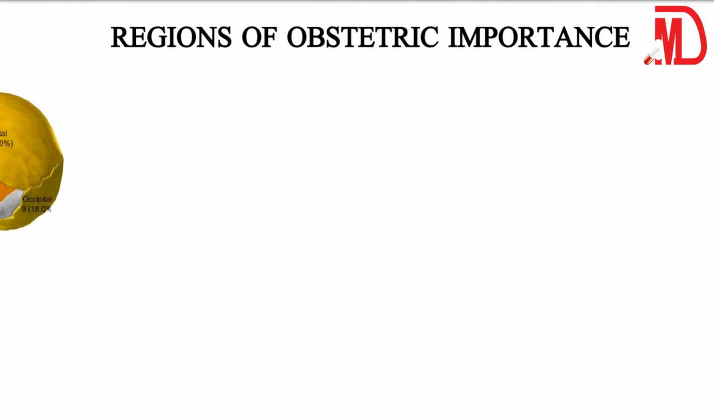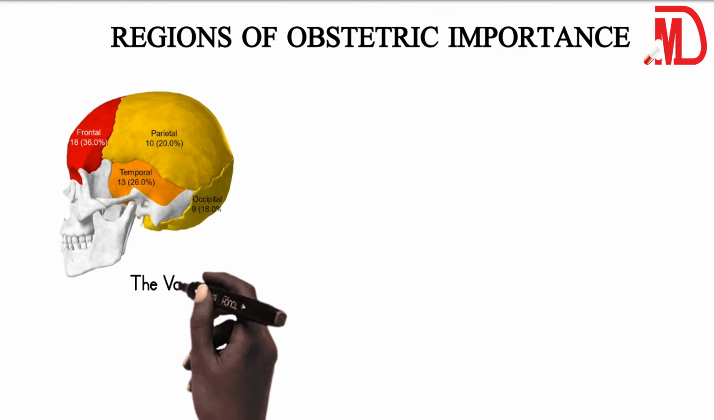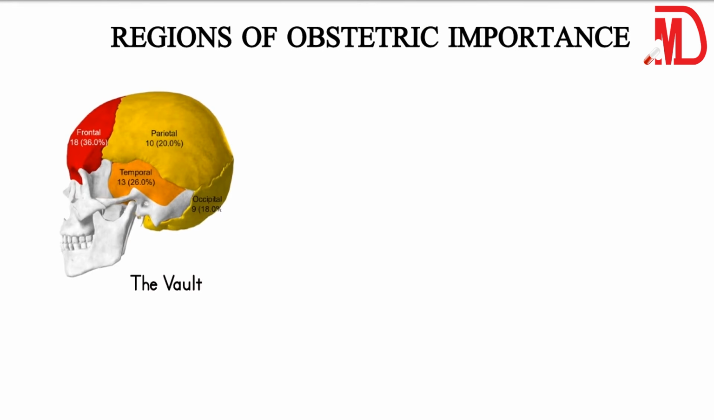Regions of obstetric importance. 1. The vault. This refers to the upper curved part, which consists of the bones, the sutures, and the fontanelles. It is important in molding during labor.